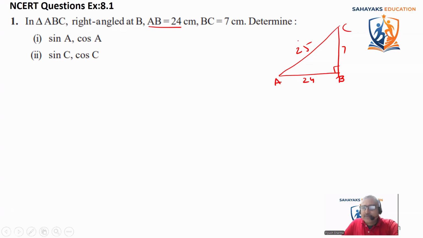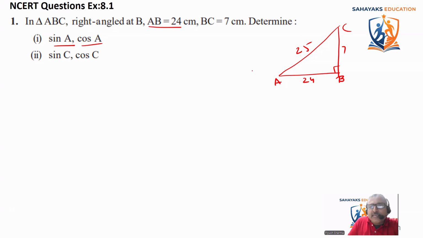In the exam, if it comes, don't write as per the previous question. You have to find it out. How will you find it? 24 square plus 7 square and take the square root of it. It comes out to be 25. So this value is 25. Now you have to find the values of sine A and cos A, so we have to find two values here.